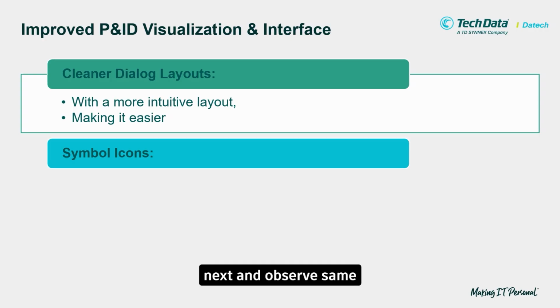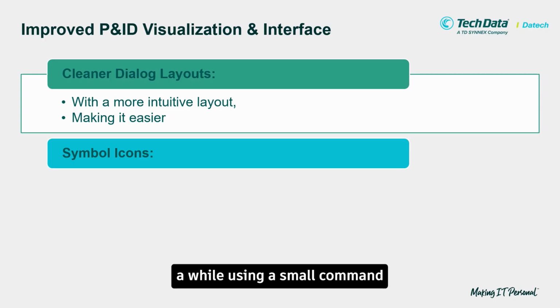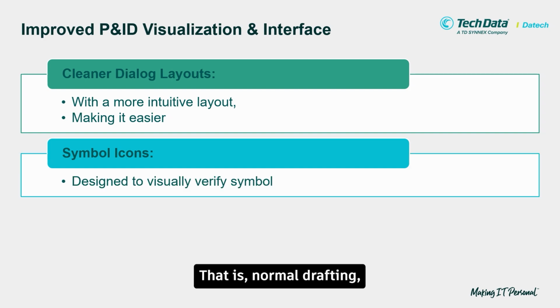Next, in terms of symbol icons, there is a small command that helps convert non-AutoCAD drawings, that is normal drafting P&ID drawings, into an intelligent AutoCAD Plant 3D P&ID drawing. It helps you to convert the displayed symbol icons into the next level of libraries. It also allows designers to visually verify they are selecting the correct symbol, especially in a dense drawing, similarly arranged based on the geometries.